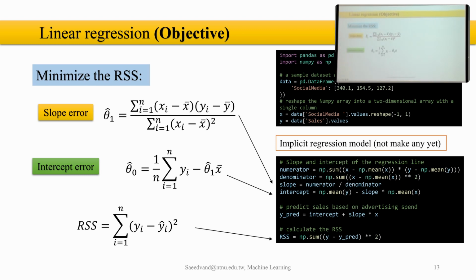Now, if we summarize these together, we wanted to minimize the slope error, we wanted to minimize the intercept error, and in total, we have the residual sum of squares that has been written in this equation here for the model that I have.